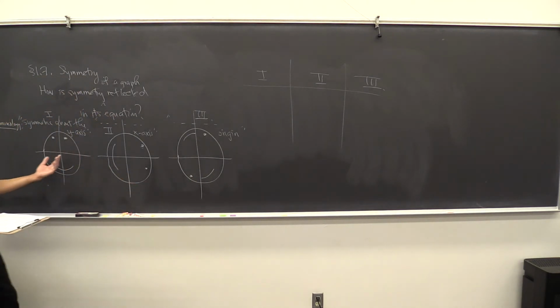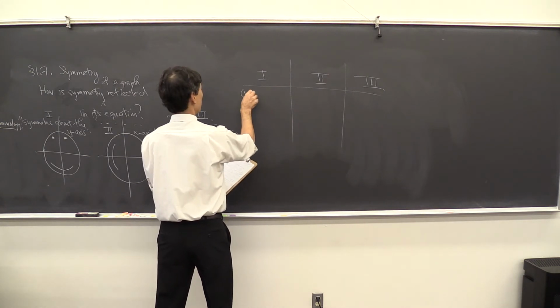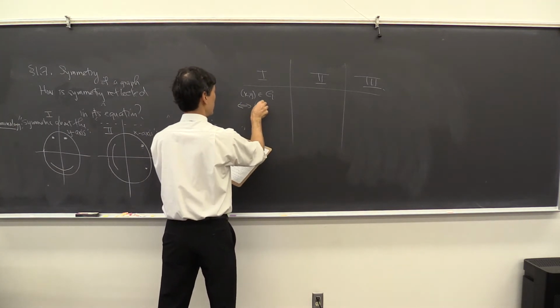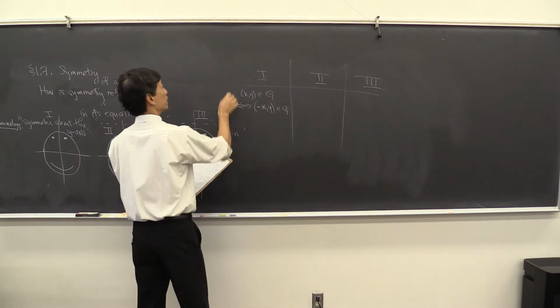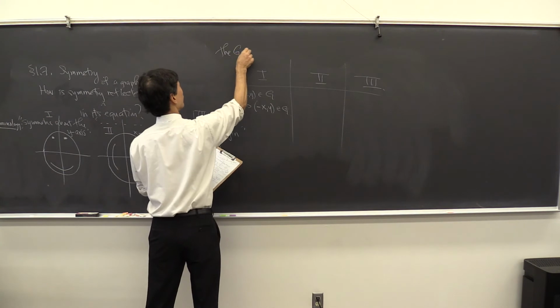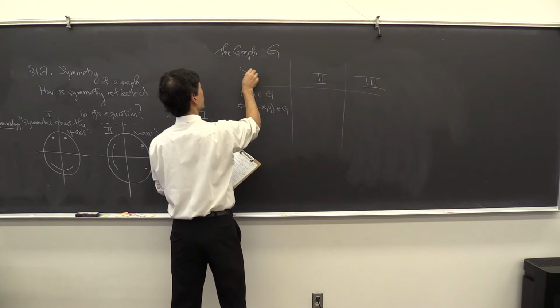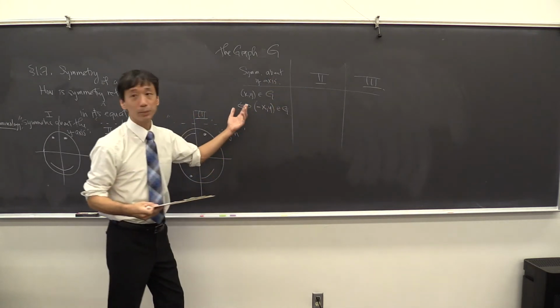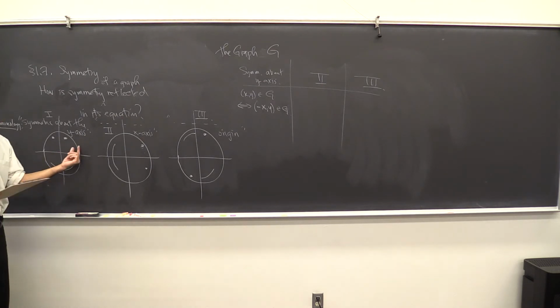A way of saying it a bit more mathematically is to say that a point lies on the graph if and only if this point, negative x, y, lies on the graph. Okay, so the graph G is symmetric about the y-axis if whenever you have a point x, y on the graph, the point negative x, y is also on the graph, right?